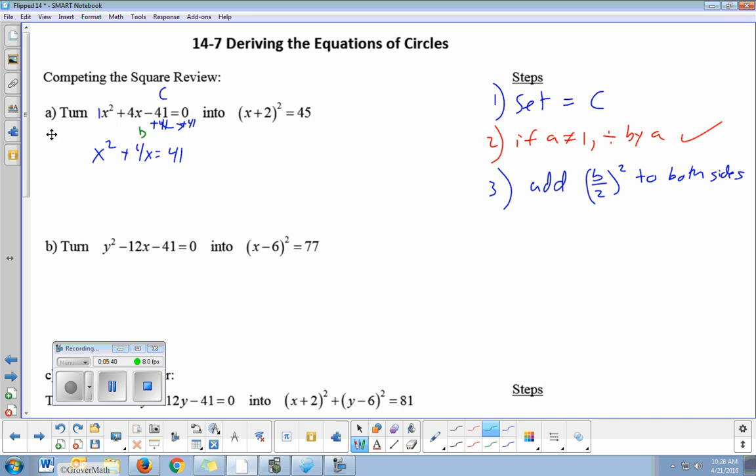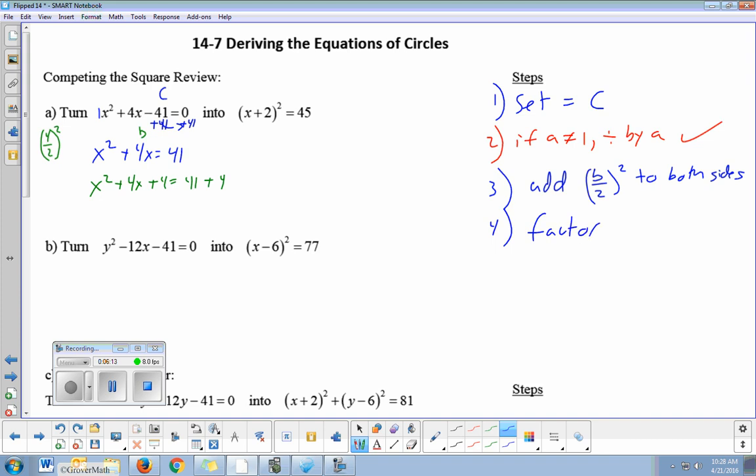And you can do this little math over on the side here. So b is 4 divided by 2 and then square it. So divide by 2 first and then square it. What does that come out to be? Well, 4 divided by 2 is 2 and 2 squared is 4. I need to add that to both sides. So plus 4x plus 4 equals 41 plus 4.